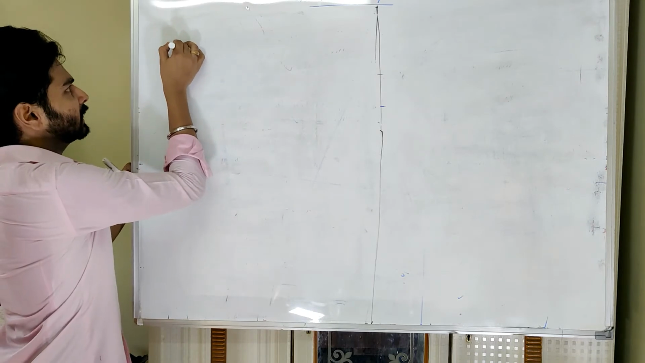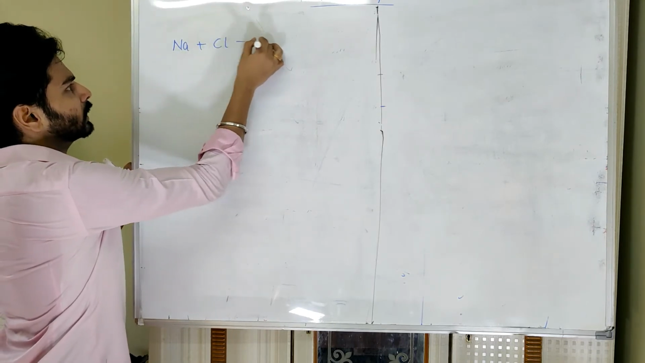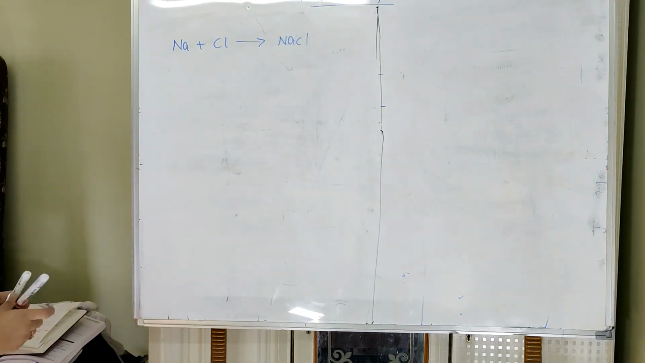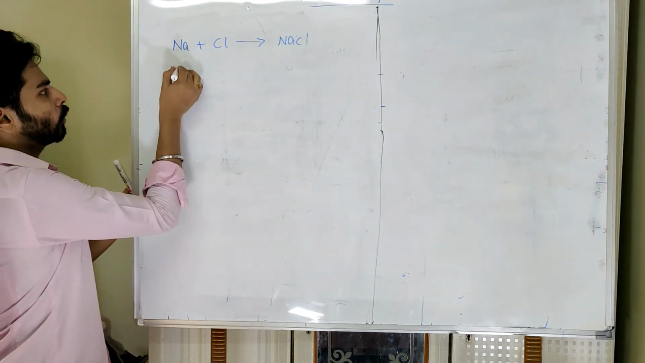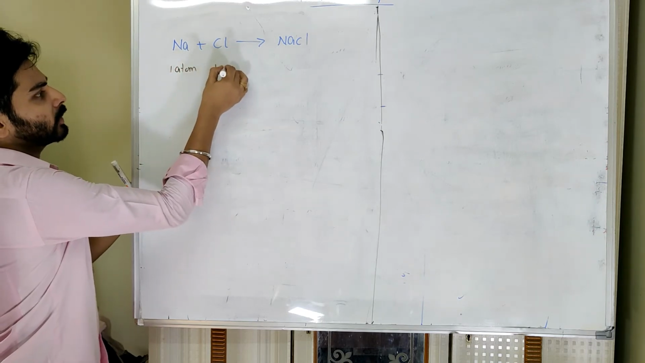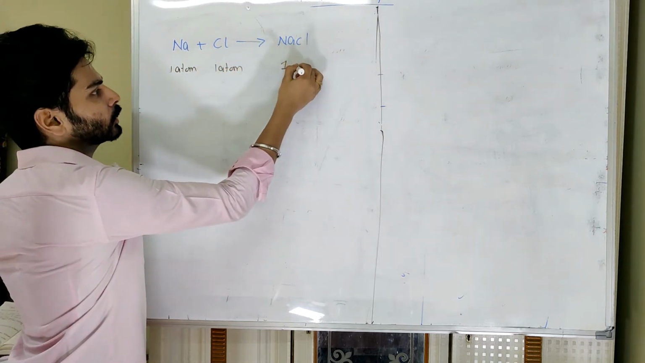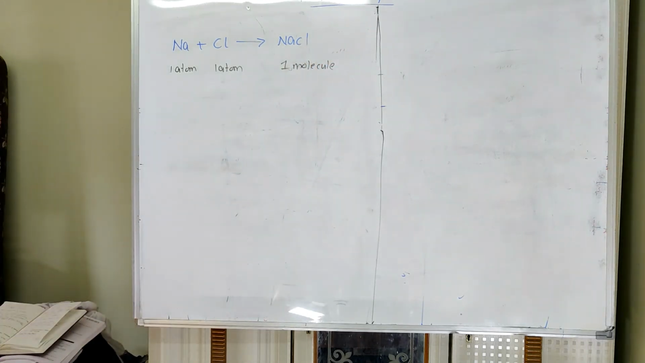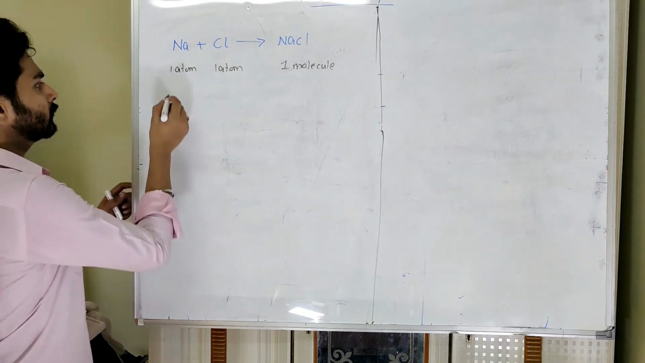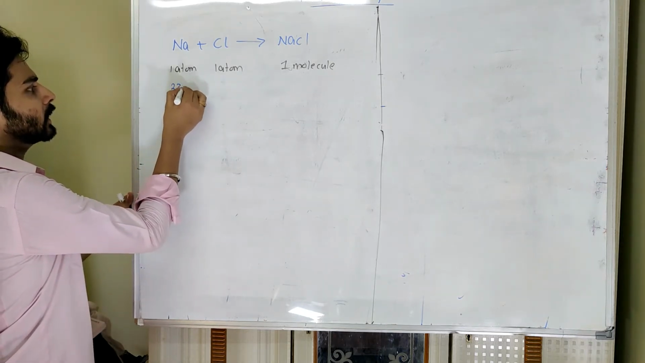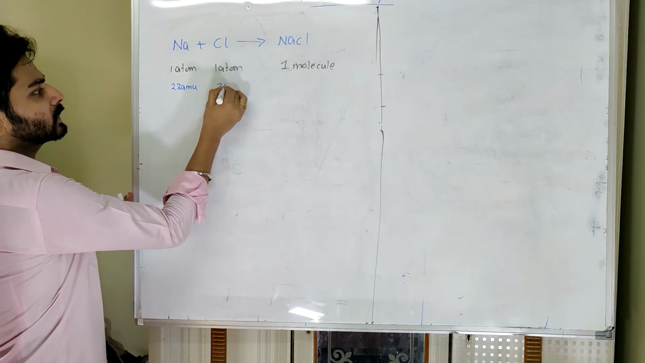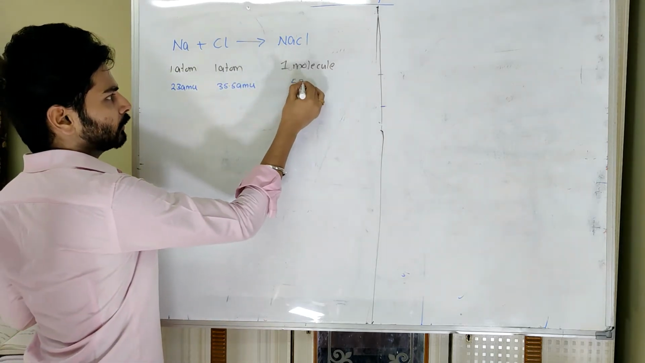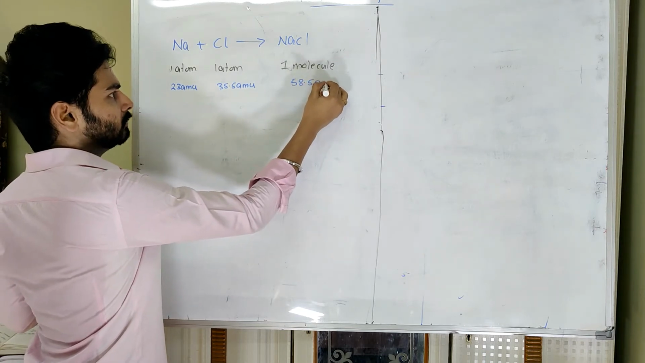One chemical reaction, let us say sodium reacting with chlorine, giving me a molecule of NaCl, sodium chloride. Here, one atom of sodium reacts with one atom of chlorine, giving me one molecule of NaCl. NaCl is a compound, so it is made up of molecules. Now in terms of weight, if I say this is 23 AMU and that of this is 35.5 AMU, and they are getting combined, so this will be 58.5 AMU.